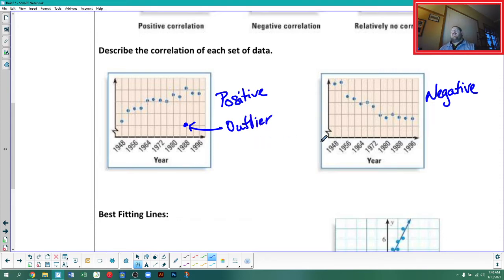And for lack of a better idea of it, it's because it lies outside of the normal look of the data.